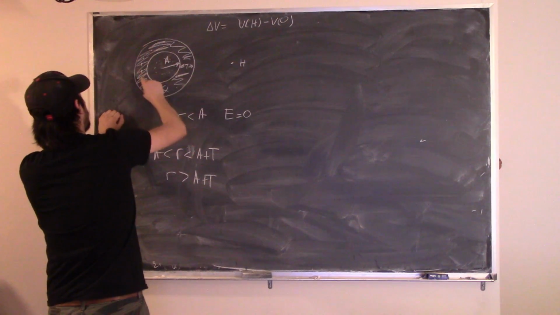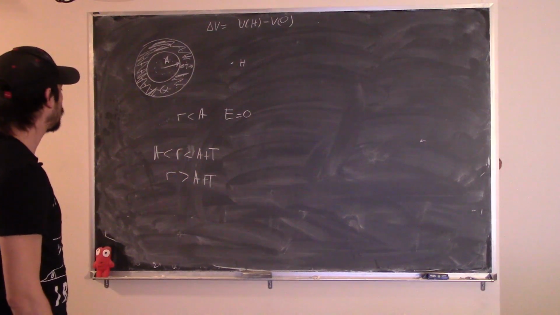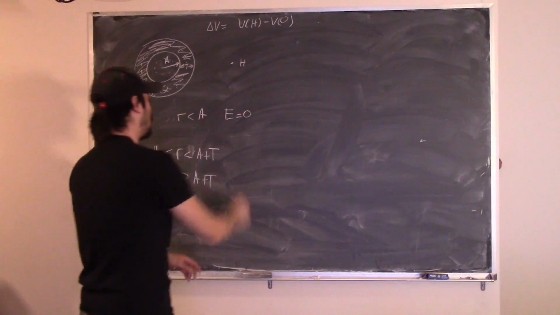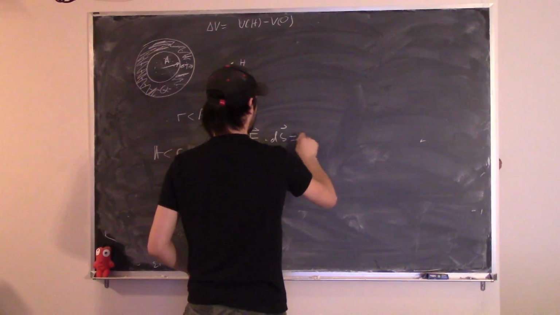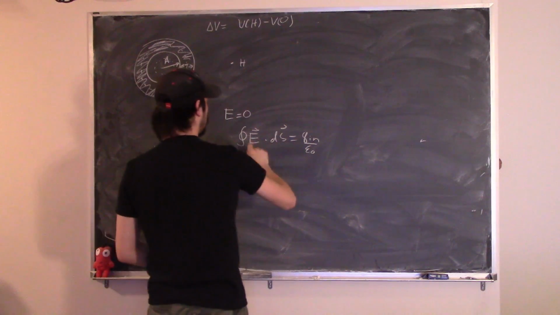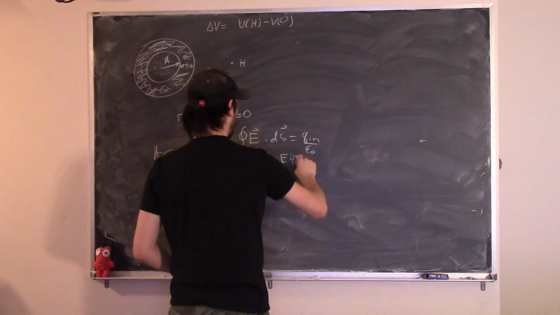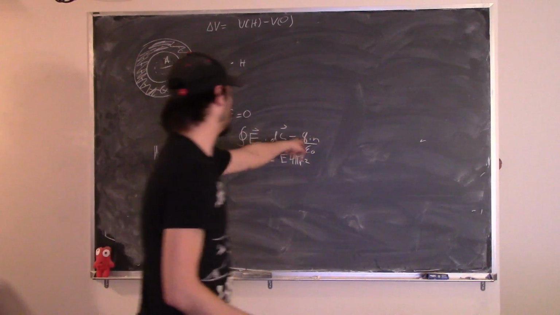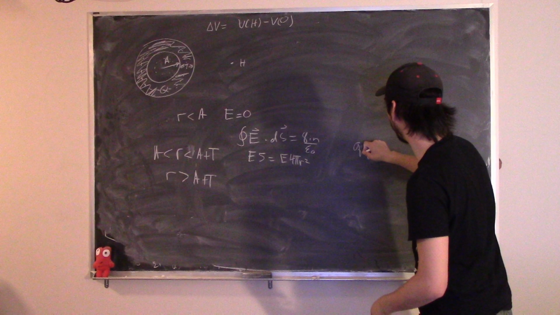So the second one that we need to look at is the one that goes in this region, between a and a plus t. And in order to do this one, we'll have to evaluate Gauss's law. So integral E dot dA is equal to Q enclosed divided by epsilon naught. This is going to reduce to E times S, which is going to be equal to E times 4 pi r squared. Now, we'll have to find what Q enclosed is, and this is probably the trickiest part of this problem, just finding what Q enclosed is.